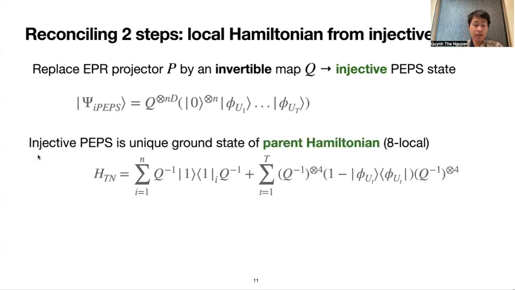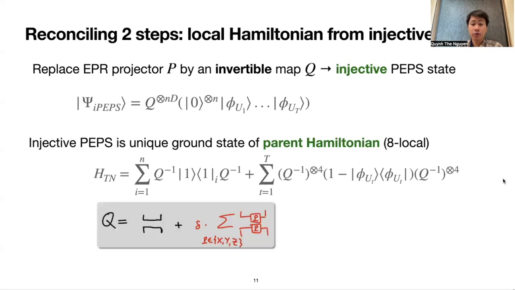This is a standard fact that this injective PEPS is the unique ground state of the so-called parent Hamiltonian. This parent Hamiltonian is just the original Hamiltonian for the product state in step 1, but now it is conjugated by the inverse of Q. So this is where we need the invertibility of Q.